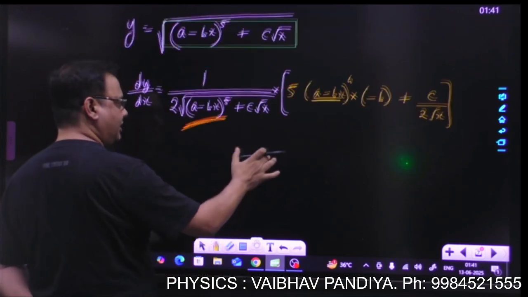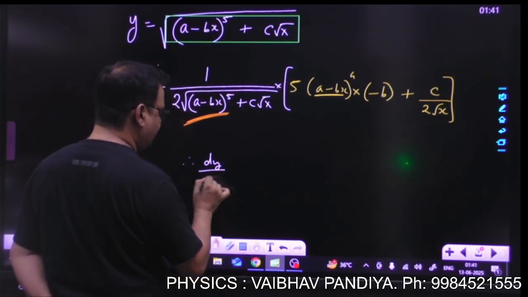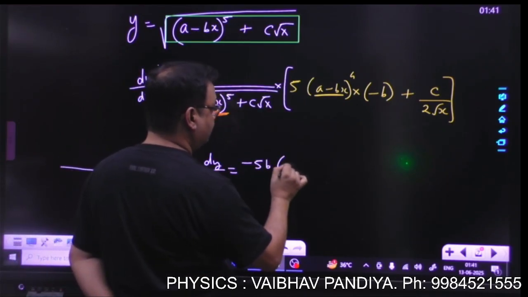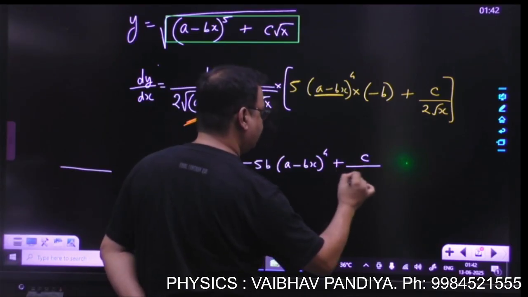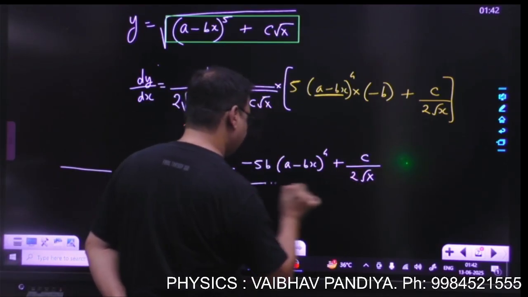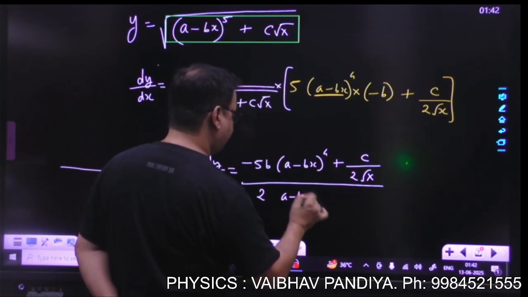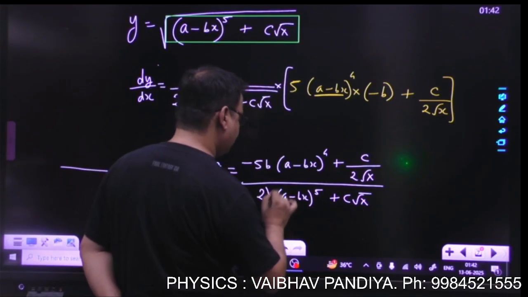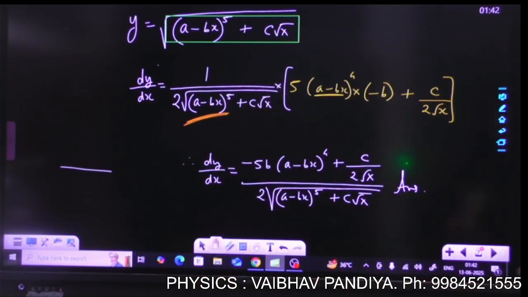If you want to make it sophisticated, you can write it like dy by dx is minus 5b times a minus bx to the power 4 plus c by 2 root x, divided by 2 times the root of a minus bx to the power 5 plus c root x. Okay, this is your final answer.